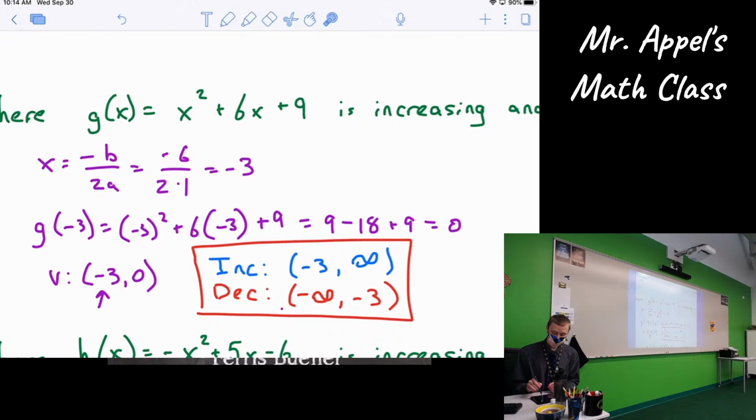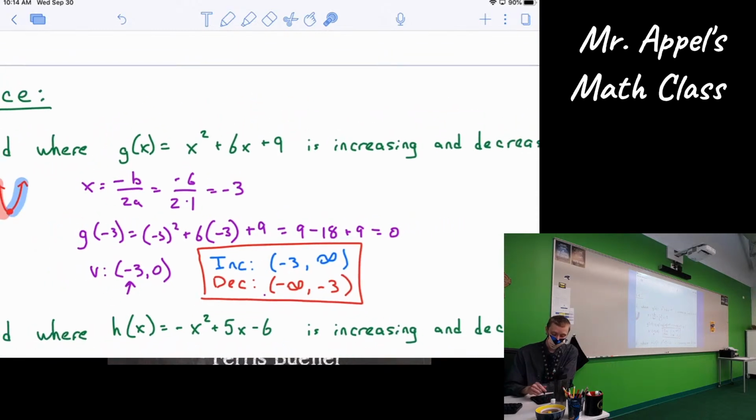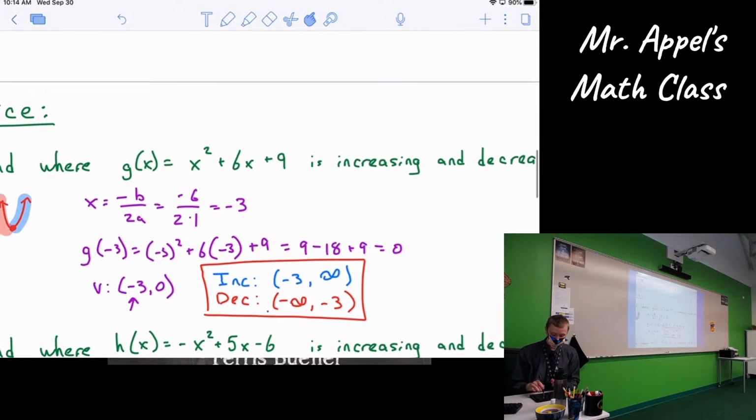I like going ahead and calculating this, get an actual point on the graph. More helpful for understanding, but it doesn't contribute directly to answering this and only this question. Very rarely are you only answering this question. There's often more to it. All right, questions on that process?